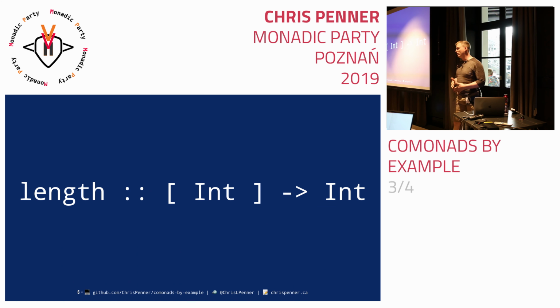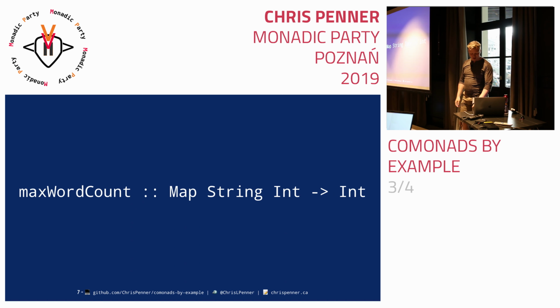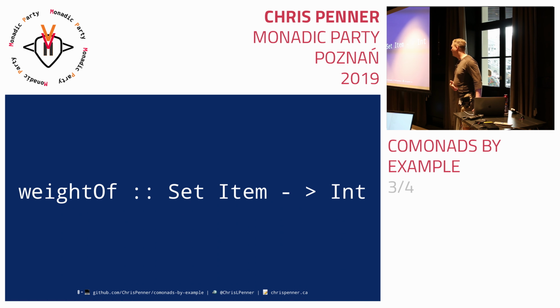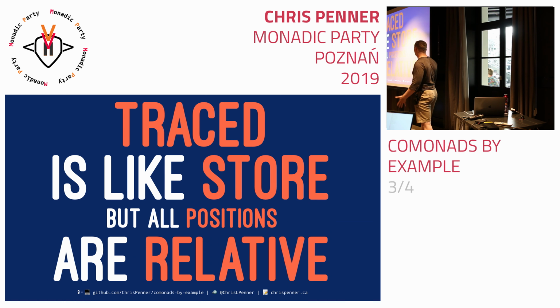So lists are the free monoid. Everything that's in a list is a monoid, right? Like it lifts things into a monoid. And we have these other kind of more interesting ones. Map has a monoid instance, and if we have some set of things and we want to calculate the weight of the items in our backpack, we can do that. This isn't terribly interesting. But we can talk about how traced is very similar to the store comonad.